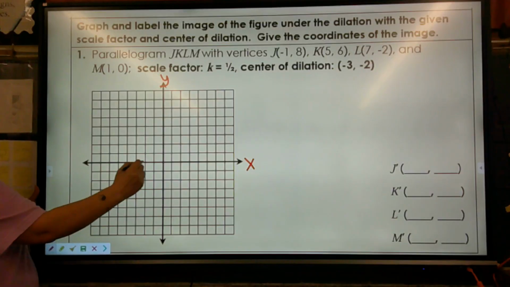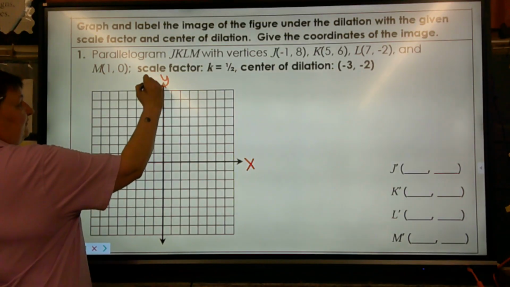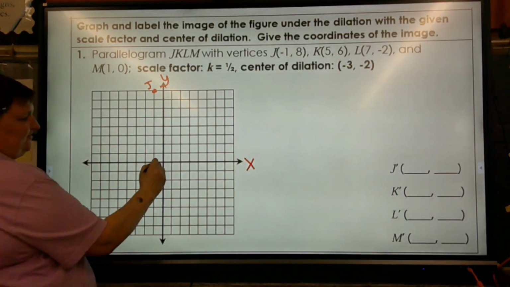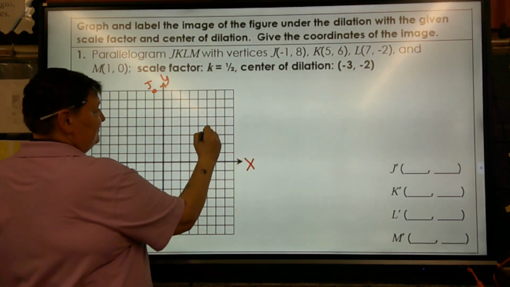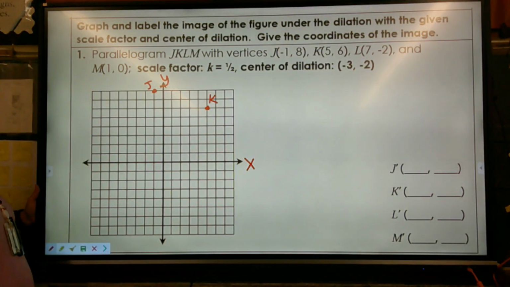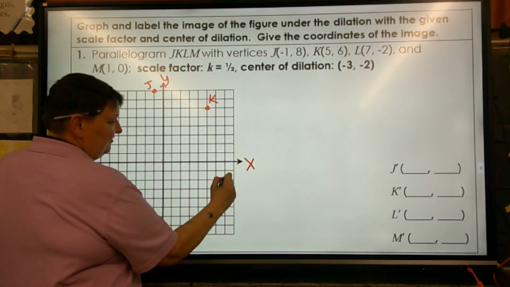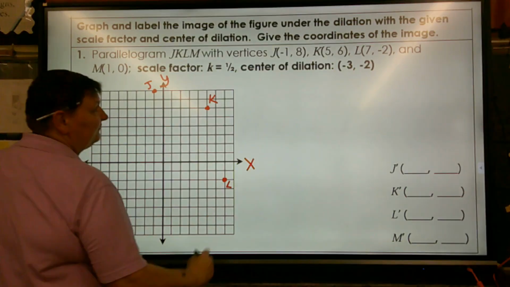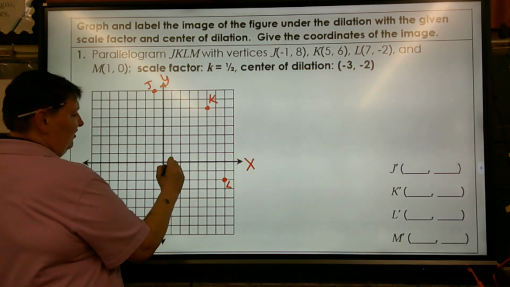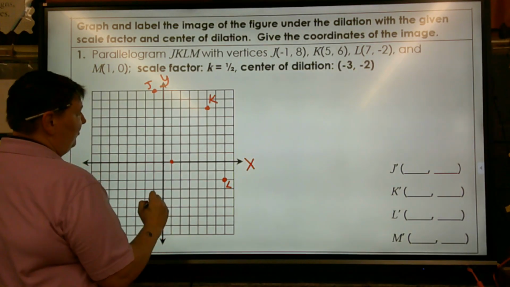J is -1, 8. K is 5, 6. 5 to the right, 6 up. L is 7, -2. 7 to the right, 2 down. And M is 1, 0. 1 to the right, no up or down.